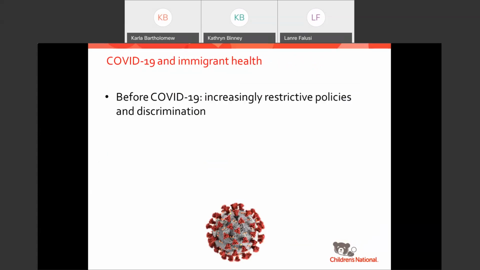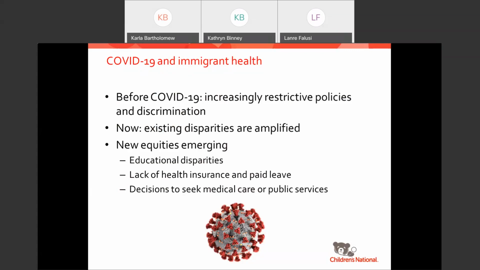So specifically around COVID-19, before this pandemic, immigrant families were already facing increasingly restrictive policies and discrimination. And now we're seeing some of those disparities being amplified and new ones emerging, particularly as families are trying to navigate school closures and experiencing educational disparities, lack of health insurance and paid leave, and even making decisions around whether or not to seek medical care or public services while there's ongoing immigration enforcement.